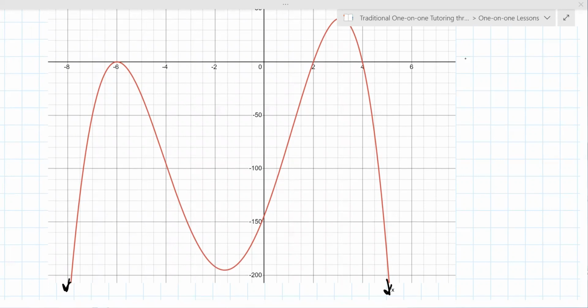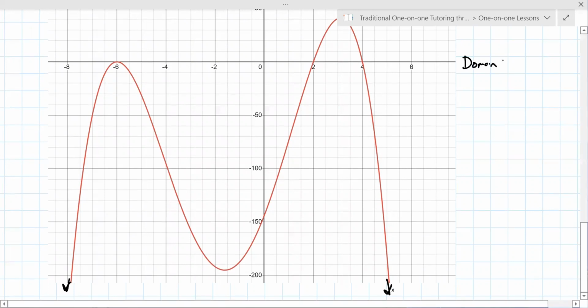So domain. This is nice and smooth and continuous everywhere. Are there any restrictions on its domain? No. So it's just like you said. Now you're using set builder notation. You may want to switch to interval notation for this class. It may save you some time.